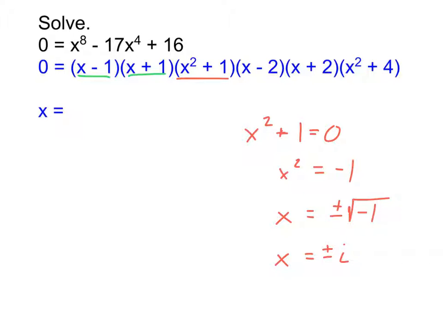So then let's keep looking through. The x minus 2, will I get a solution there? Yes, because it's just an x. What about the x plus 2? Will we get a solution there? Yes, because again it's just an x. What about the x squared plus 4? Will we get a solution from that one? No. Because again, if I try to solve that one, I'd have to subtract 4 from both sides and take the square root of a negative, which we can't do.